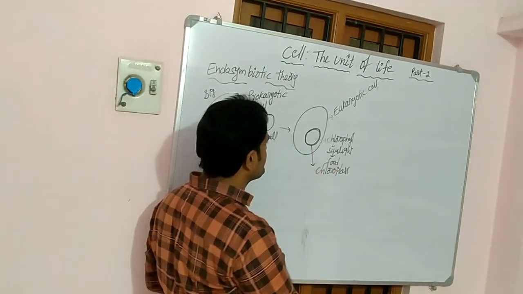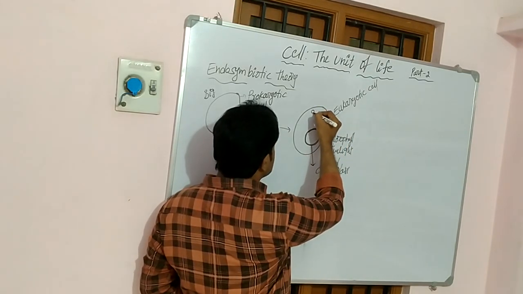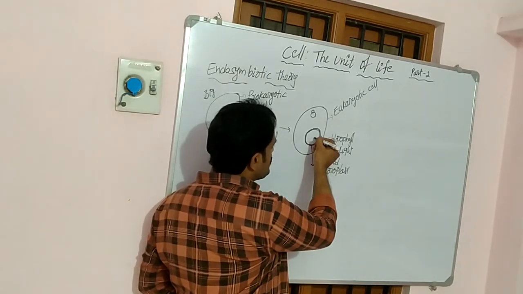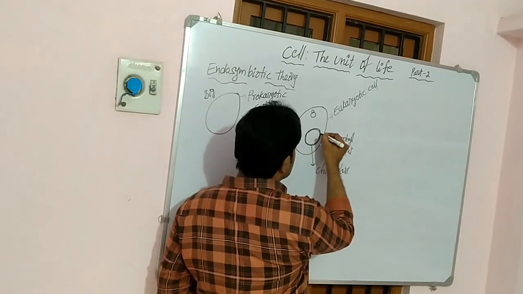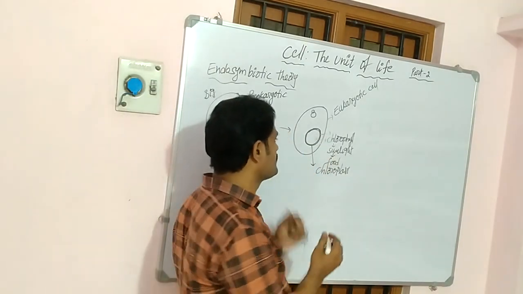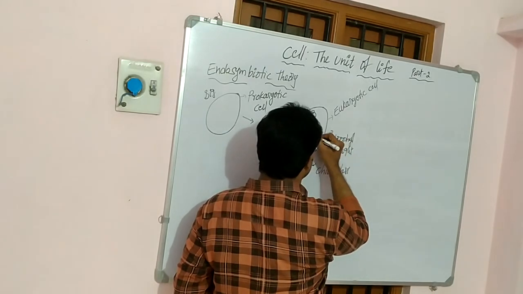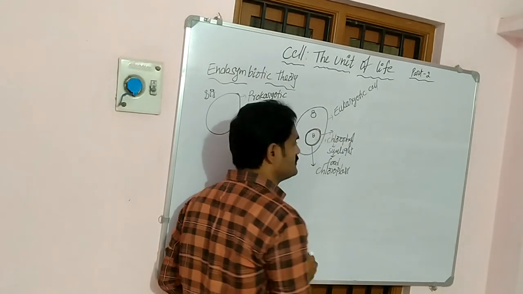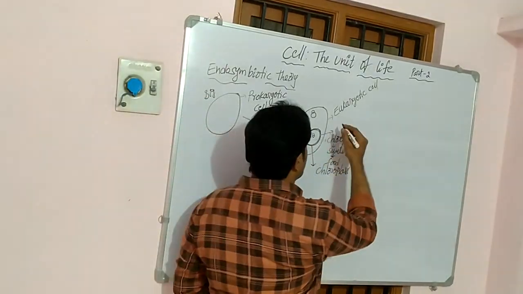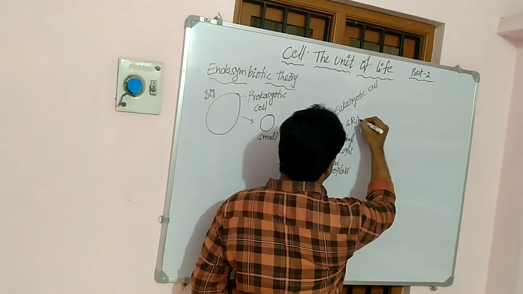Okay, here, this is actually a eukaryotic cell. It also consists of ribosomes. And this chloroplast is a prokaryotic cell, coming from a prokaryotic cell. So this chloroplast also has ribosomes, but here is one difference. This chloroplast has 70S ribosomes.